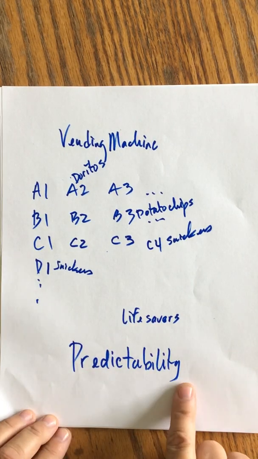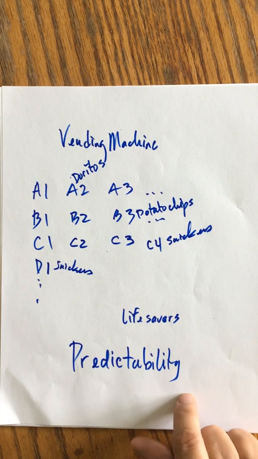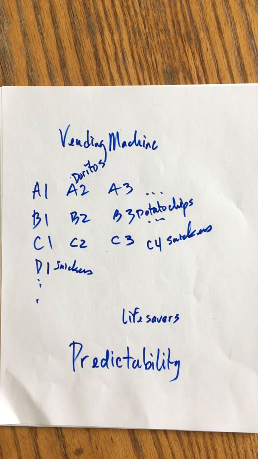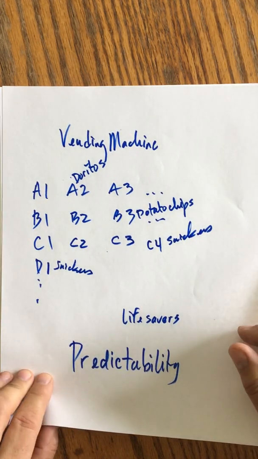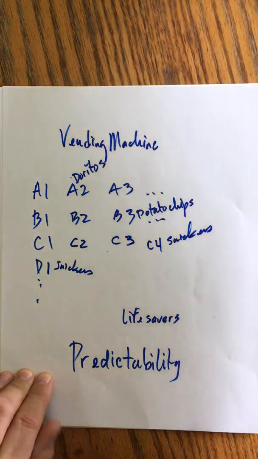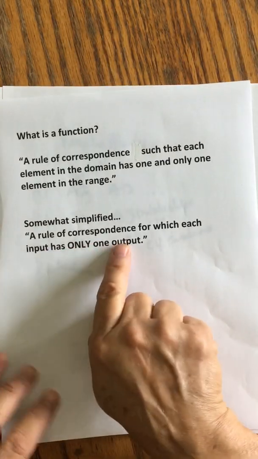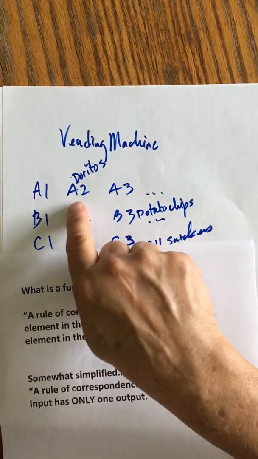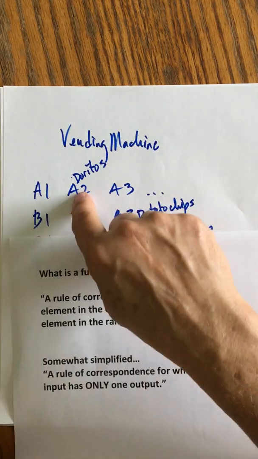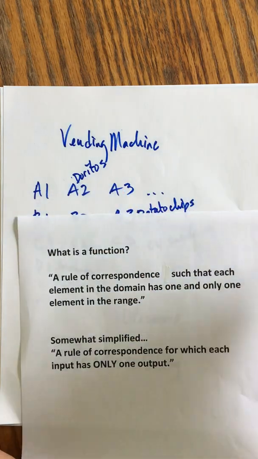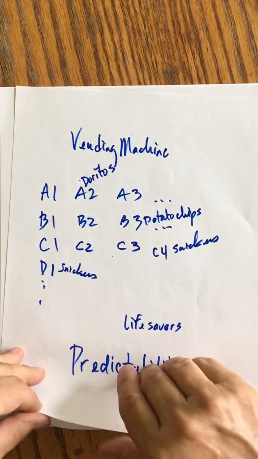Why? I need predictability. I need predictability for this to be functional for me. Literally functional. So it's a function. All right? So that's the basic idea as to why we define functions as a rule of correspondence, right? In this case, it was a way of pairing, let's say, my input A2 with Doritos, for which each input has only one output. I press A2, I expect only Doritos and not anything else, okay? All right, so hopefully that helps you not memorize, and you may have understood that, I don't know.